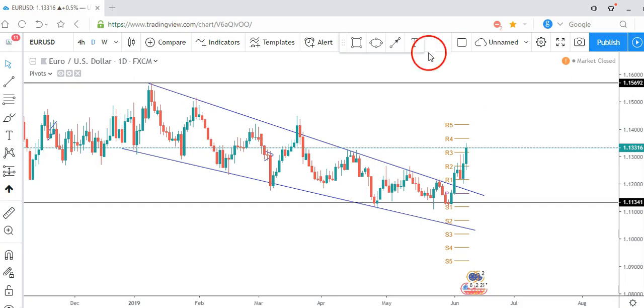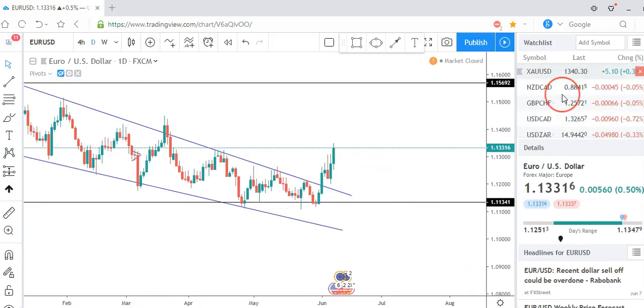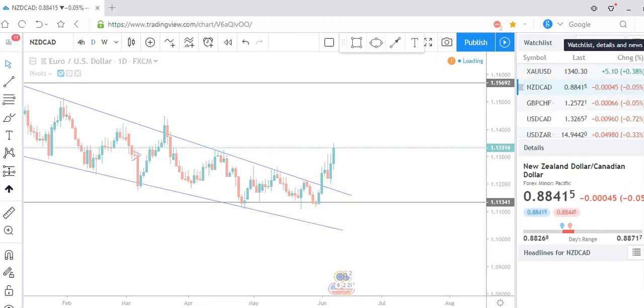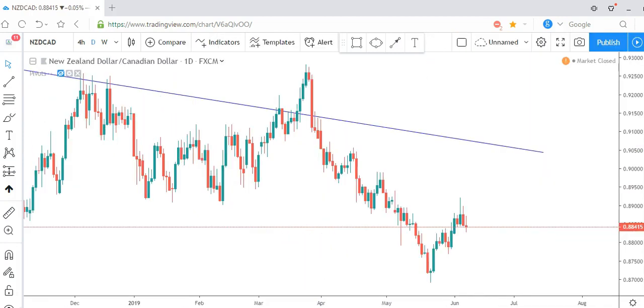Alright, let's see if we can do one more example. Can we use the NZD card? This is the NZD card.